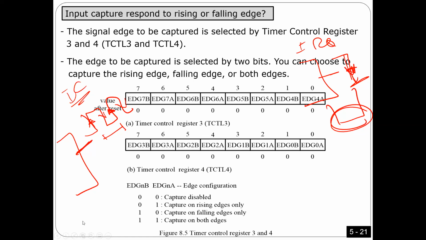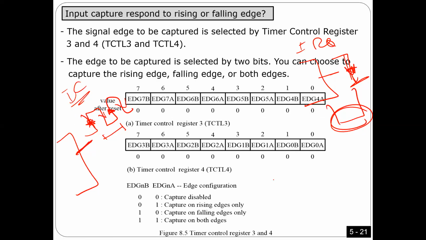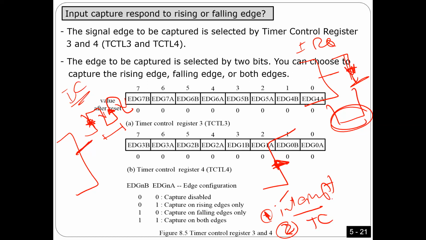So how can you do that? I'm going to tell you how. How can you program the input capture to capture rising or falling or both? What do I mean by capture? If I program it to capture rising, that means when the rising edge comes, please do two things. Number one, trigger an interrupt. Number two, store the count in TC0, TC1, and so on.